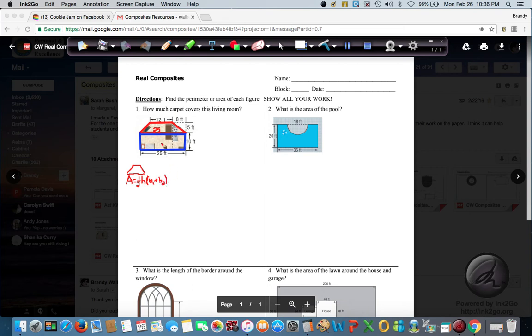Okay, so my two bases: I have the 12 at the top, and we can call this base 1. My base at the bottom is actually the top of this rectangle, so it's 25, that's base 2. And then the height is right here. You see this height? That's your height. That's the same amount as this guy right here. So my height is going to be 5 feet.